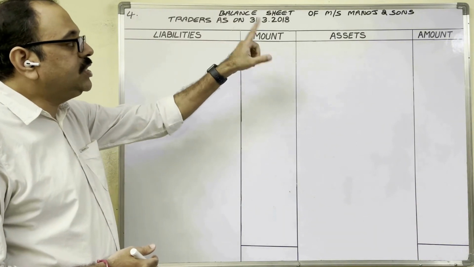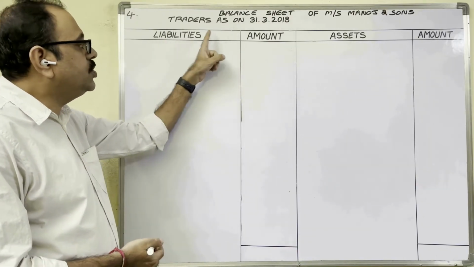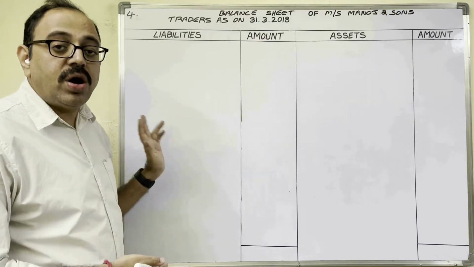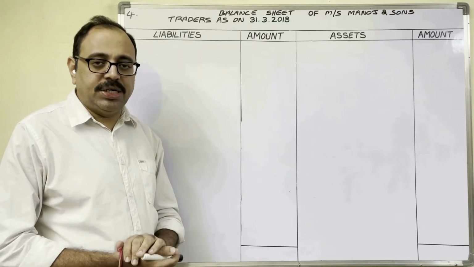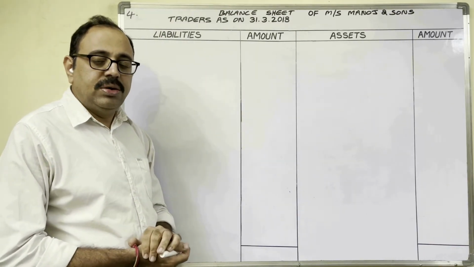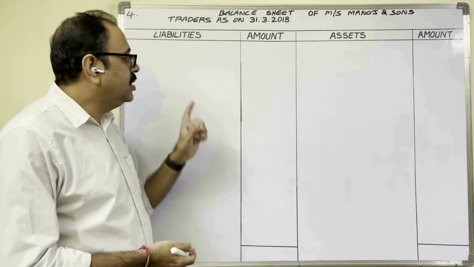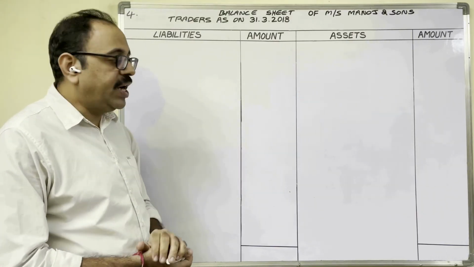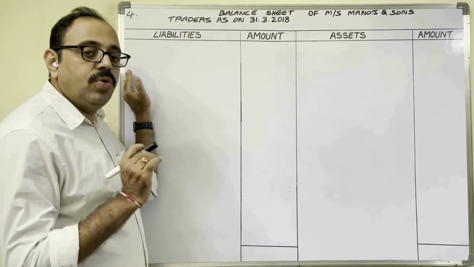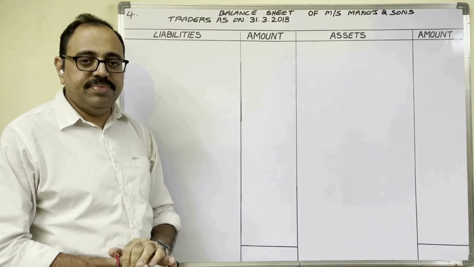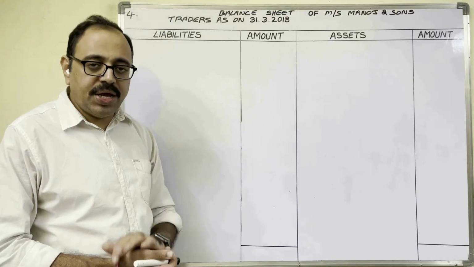Balance sheet of Messrs. Manoj and Sons Traders as on 31st March 2018. Balance sheet is not an account. It is only a statement. Therefore, we should not write Dr, Cr symbols. Balance sheet contains 4 columns: liabilities amount, assets amount. On the liability side, we should not start with To. On the asset side, don't start with By, because balance sheet is not an account.